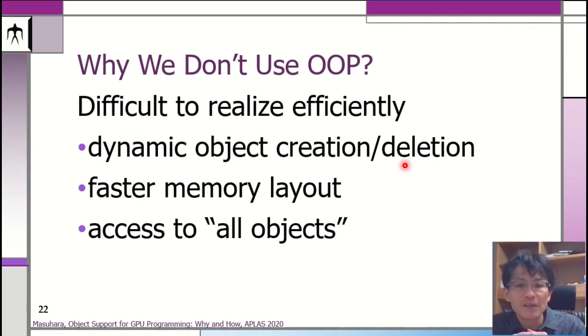So we've seen in those 4 example applications that the notion of OOP can be useful. But so far, OOP is not so widely used on GPUs. Why is that? This can be explained by the difficulty of efficiently realizing those 3 points, namely dynamic object creation and deletion, faster memory layout, and access to all objects. So let's see those 3 difficulties in more detail.